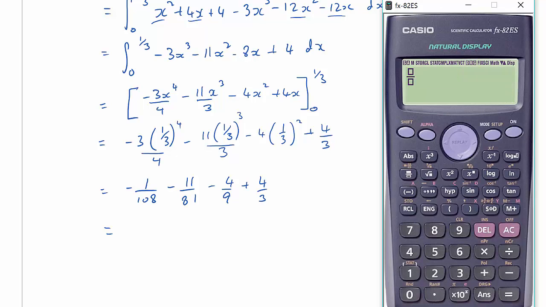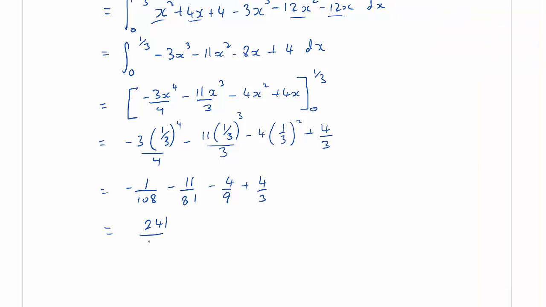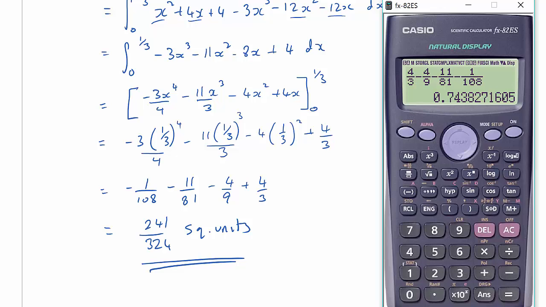So we've got 4/3, take away 4/9, take away 11 over 81, take away 1 over 108. That's 241 over 324 square units. And as a decimal approximation, that's about 0.74.